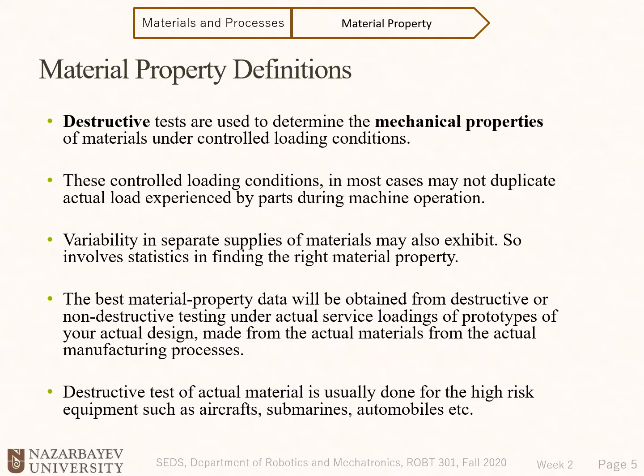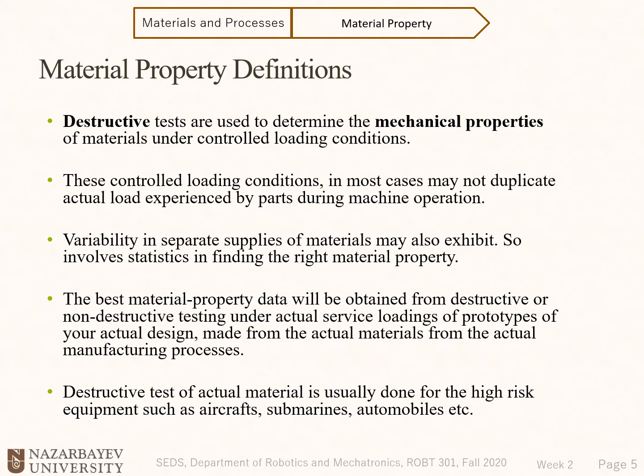The best material property data will be obtained from destructive or non-destructive testing under actual service loading of prototypes. And those prototypes should be your actual design made from actual materials with the actual material processes. So if we do destructive tests, it's basically breaking the machine or part or structure in real operating conditions. And that could be expensive for some specific machines.